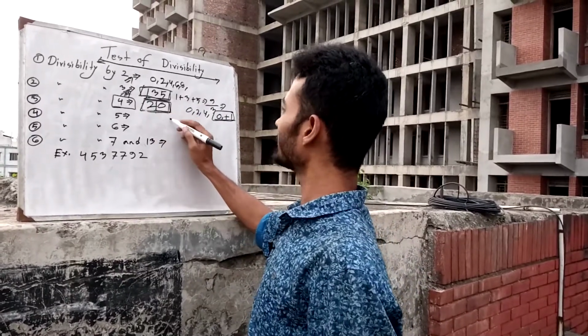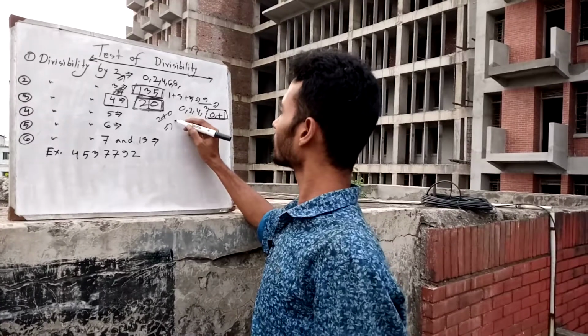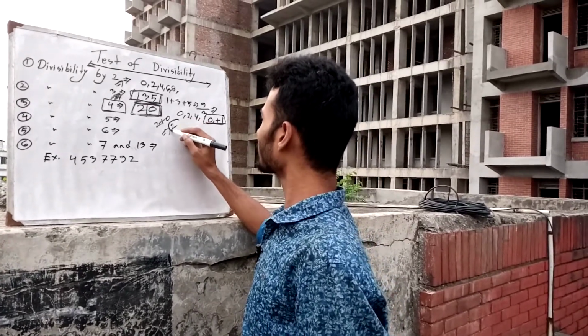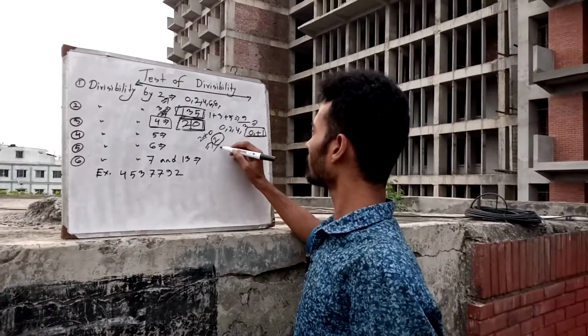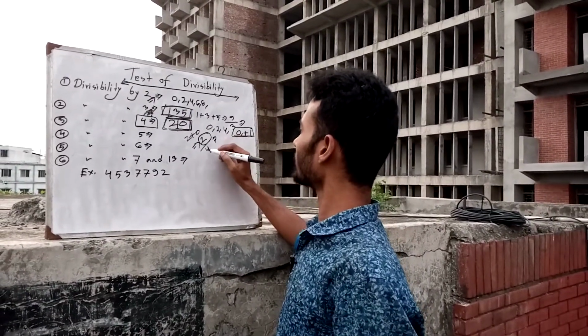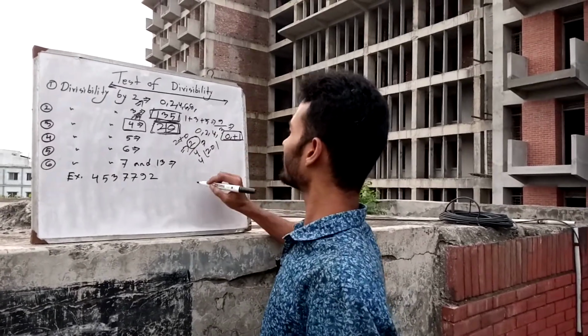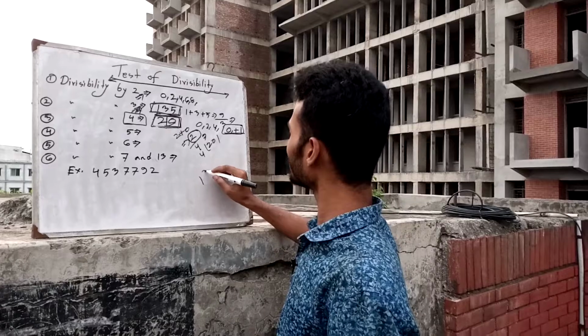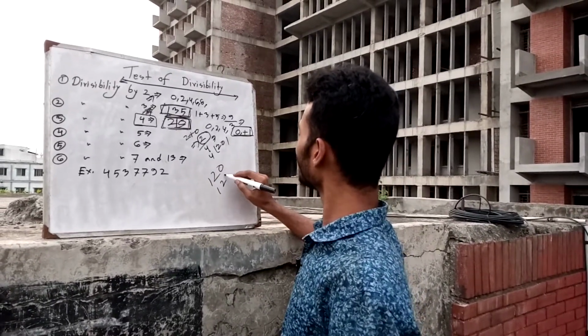Here we have 2 digits, 2 and 0, making 20. 20 can be divided by 4. Then go for another number, 120. Then go for another number, 124.